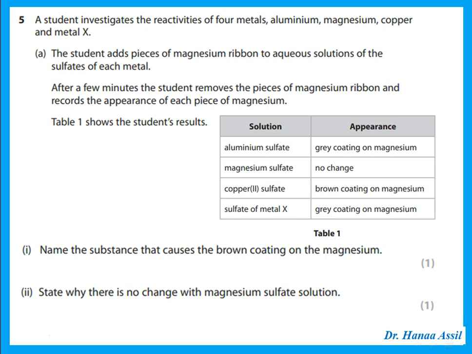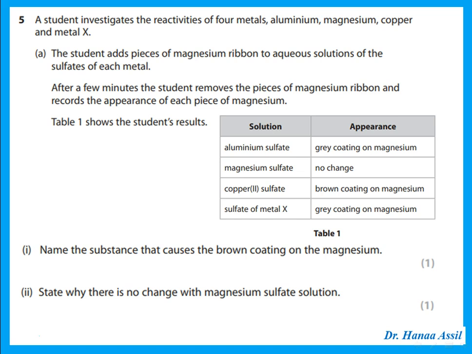Okay? A student investigates reactivities of 4 metals: aluminium, magnesium, copper, and metal X, which we don't know what it is. The student adds pieces of magnesium to solutions of the sulfates of each metal. So we're adding magnesium to a solution of the other metals. After a few minutes, the student removes the pieces of magnesium ribbon and records the appearance of each piece of magnesium. So he put magnesium in aluminium sulfate. He got a gray coating on magnesium. That tells you that it reacted. And that tells you that magnesium is more reactive than aluminium.